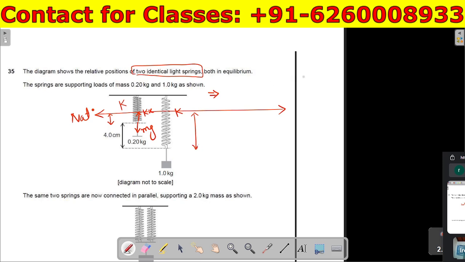In the first case, we should write our equation. At equilibrium, mg should equal k times x. What is x? x is this deformation here, which we can call x1, the deformation for the first spring. Now we have the mass and we have g, so let's substitute the values: 0.2 into 10 equals k times x1. Here x1 is the deformation in the first spring.